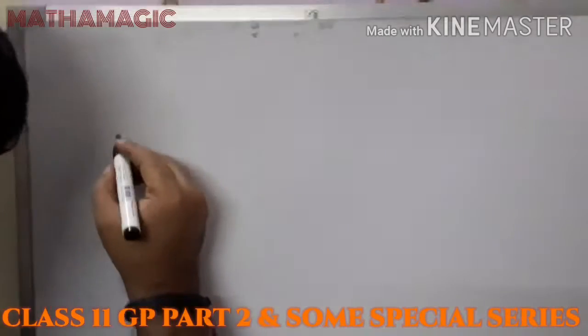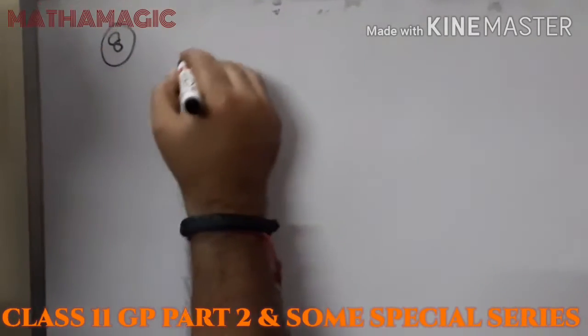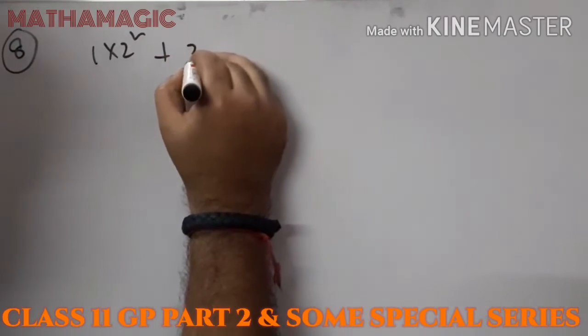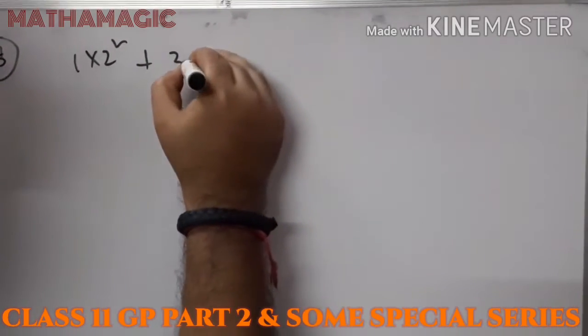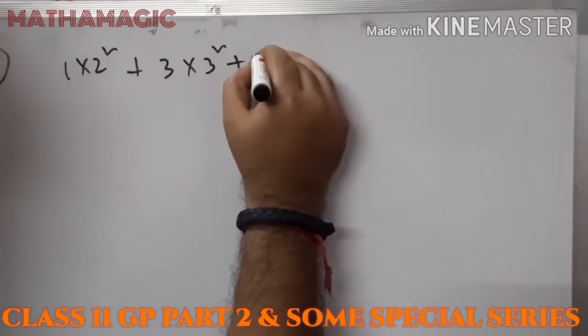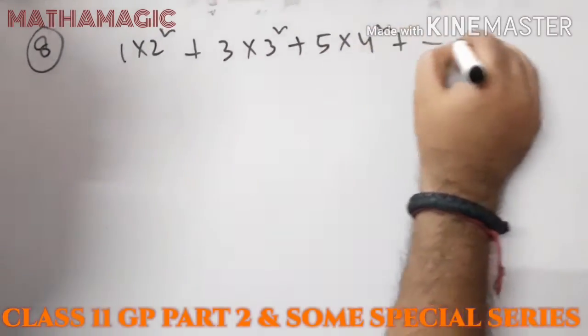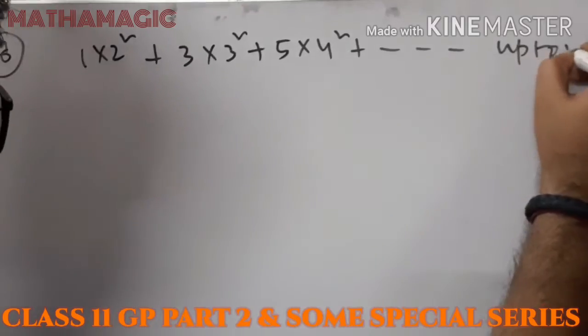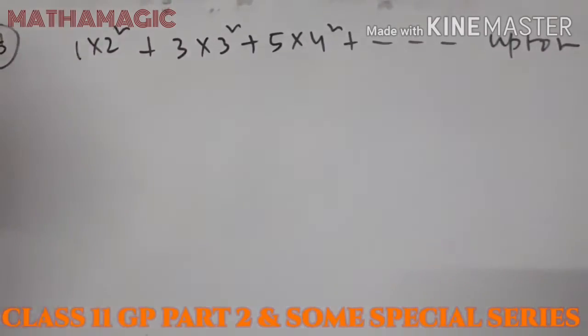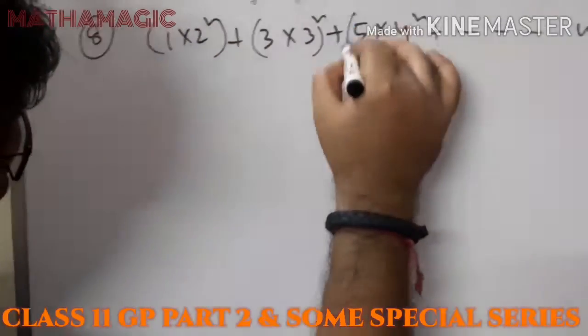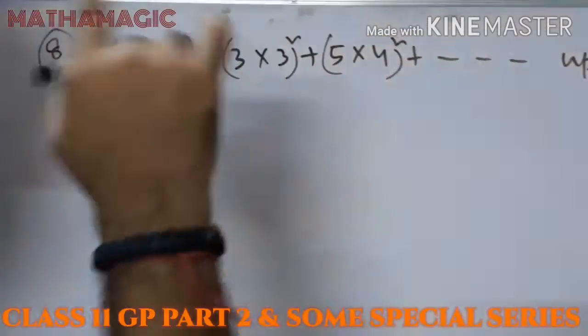So in the next type, they stated 1 into 2 square plus 3 into 3 square plus 5 into 4 square, like this up to n terms. So the technique to solve is the same as the previous two sums.